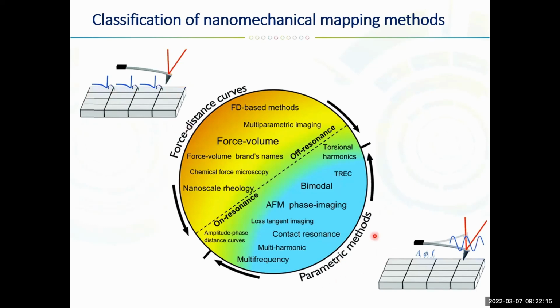In parametric methods, some observables such as the amplitude, the phase, or the frequency shifts are recorded on each point of the surface. So this is the right-hand side picture. You see the difference, right? And the analytical theory transforms those observables into terms of parameters of the interaction force.